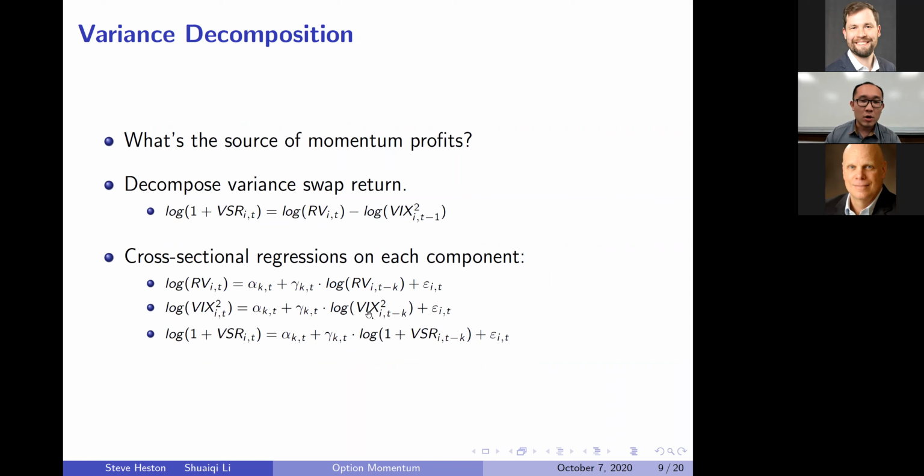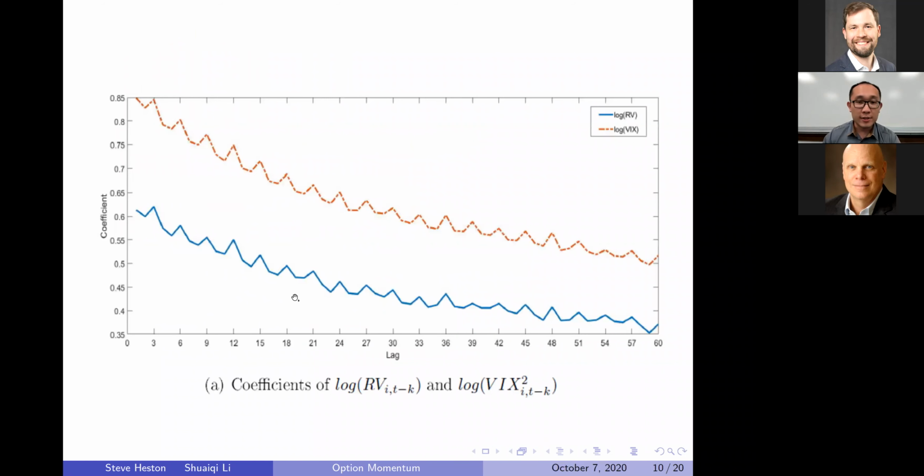Okay, so we plot the gamma coefficient with respect to the month lag K, and this is the graph we get. Here the orange dotted line is the coefficient on the lagged VIX price, and the blue line is the coefficient on lagged realized variance. They are both persistent and they display a quarterly seasonality. So the realized variance and VIX tend to be high or low every 3 months.